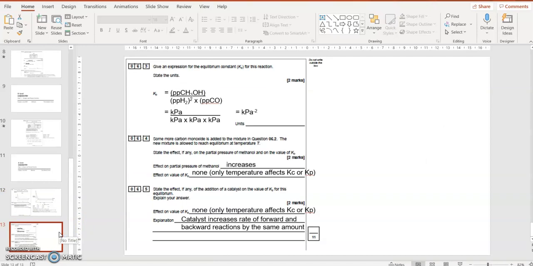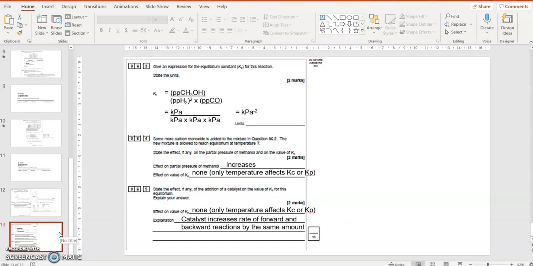Given an expression for the equilibrium constant for this reaction: partial pressure of methanol divided by partial pressure of hydrogen squared, because there's a 2 in front of the H2 in the equation, multiplied by the partial pressure of carbon monoxide. What are the units? Well, I've got a kilopascal on the top and 3 kilopascals on the bottom. Cancel one top and bottom. I've got kilopascal squared on the bottom. That's kilopascal to the minus 2.